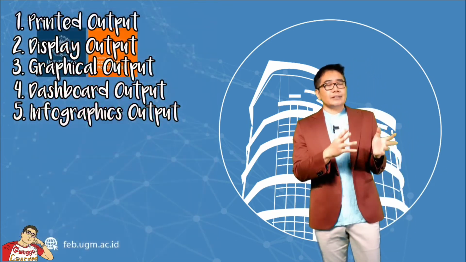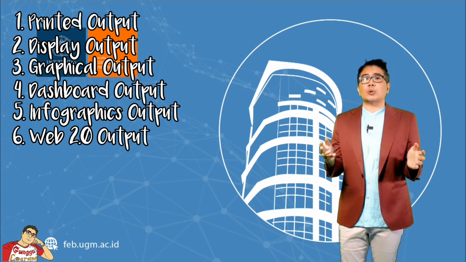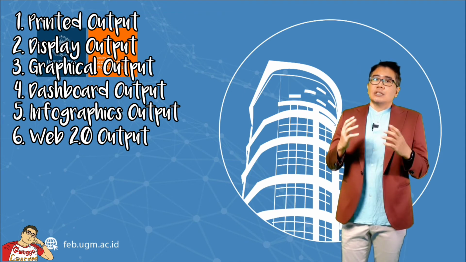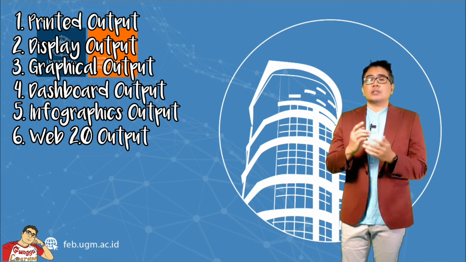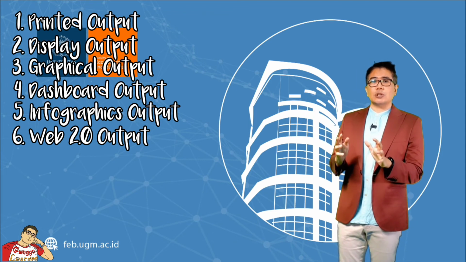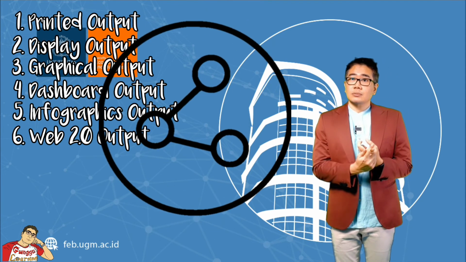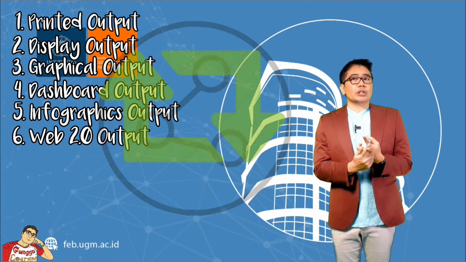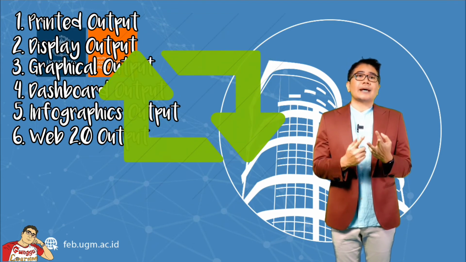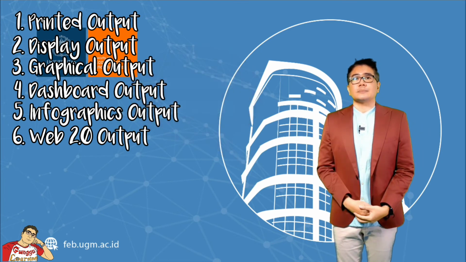Okay, our next design is the Web 2.0 output design. This design is basically based on social media design. So the design includes social media features such as information sharing, postings and repostings, likes and dislikes, comments, and etc.